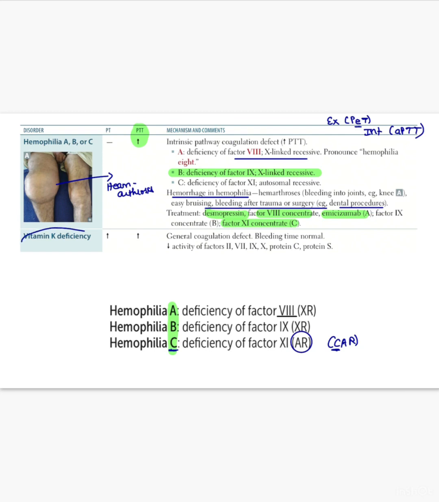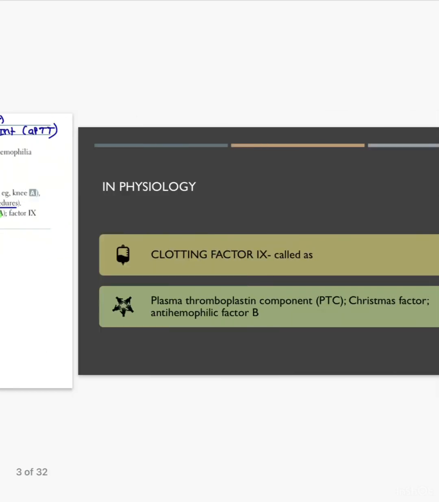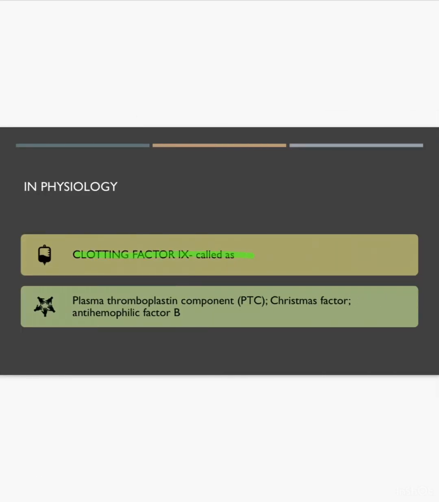Now coming on to vitamin K deficiency. We know vitamin K is important for the synthesis of clotting factors, that is 2, 7, 9 and 10. If you see, 12, 11, 9 come in the intrinsic pathway, and 7 and 10 come in the extrinsic pathway. So both APTT and PT will be elevated here. In vitamin K deficiency you have a coagulation defect because coagulation factors are deficient, and bleeding time is normal because platelets are fine. There is decreased activity of 2, 7, 9, 10, and also protein C and protein S.